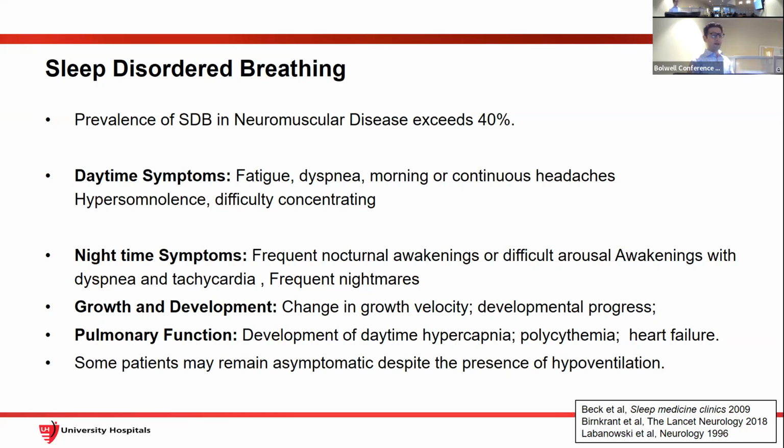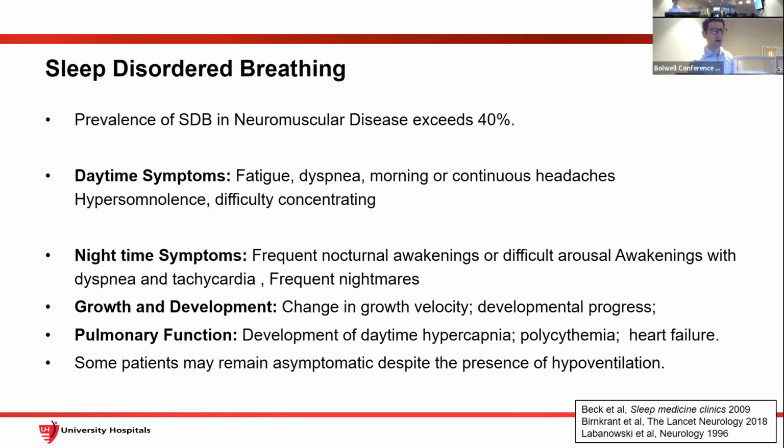Nighttime symptoms are pretty similar to our other populations, but it might be more that they're waking up with interrupted sleep and decreased sleep efficiency. So they have frequent nocturnal awakenings, and they're hard to get up in the morning. Tachycardia is another symptom. Growth and development, which is probably more pertinent to children: are they having a decrease in growth and development? How are they developmentally progressing?